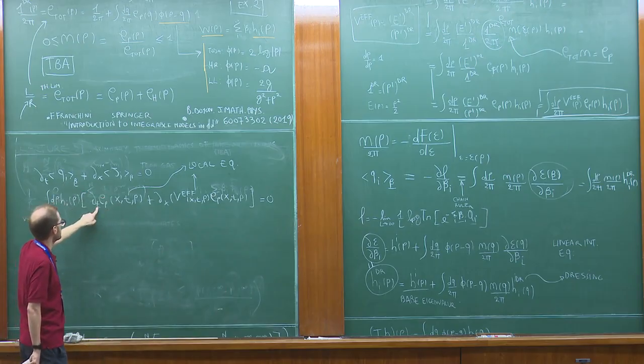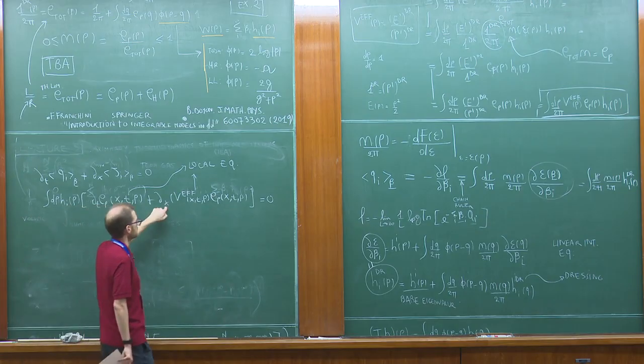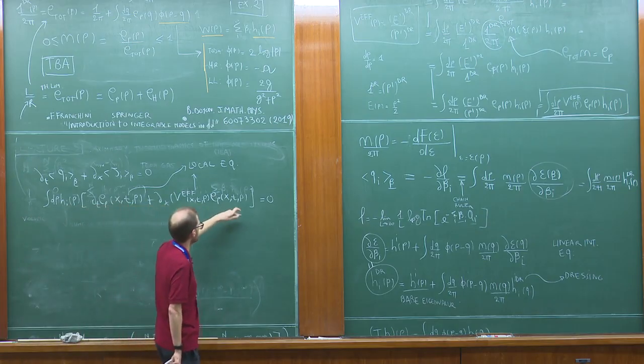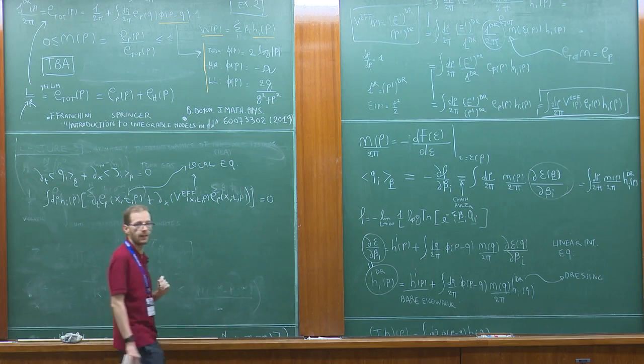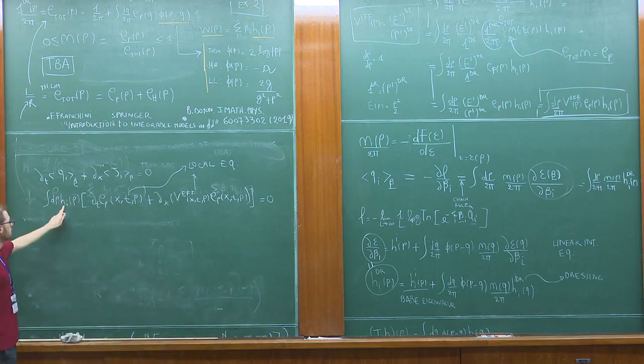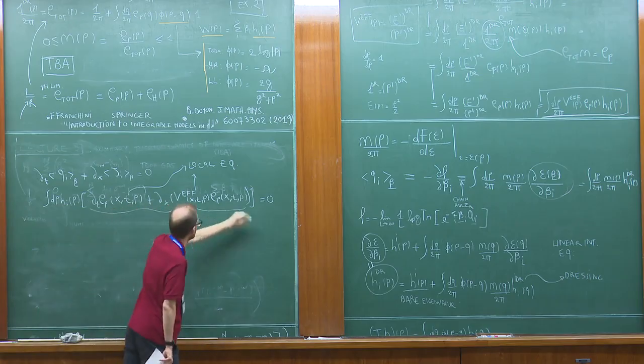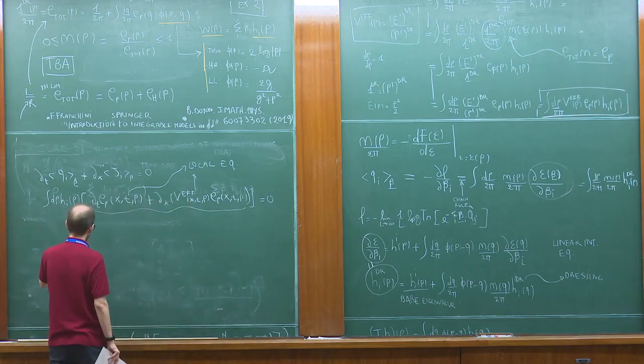This is partial derivative in time of rho p plus partial derivative in space of velocity effective times rho p. And since this basis here is arbitrary, because I can choose an arbitrary basis for the single particle eigenvalue, if this integral is 0, it means that this guy must be 0. And this is the final equation.